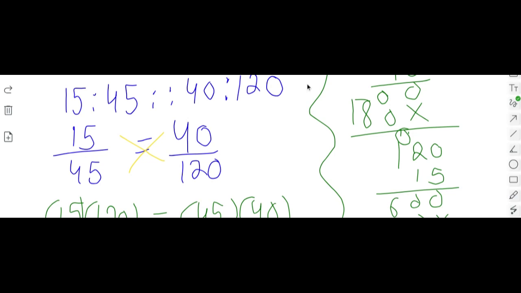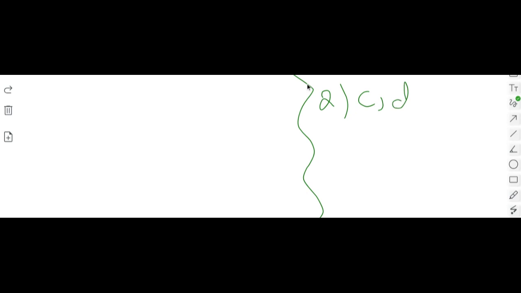So these are proportion. These are proportions, okay? Now Aryan, you have to solve the third B part right now and give me the answer. I am writing the homework task on this page. Question number 2, C, D, E, and question number 3. You have to do the question number 3.